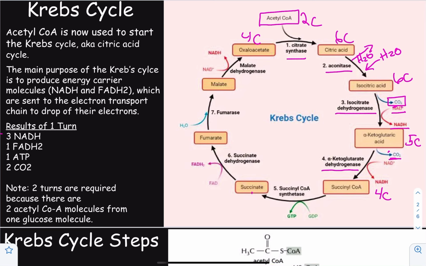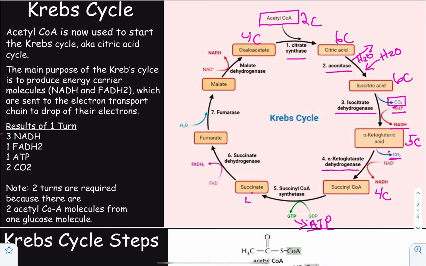And then here, succinyl-CoA gets converted into succinate. In this process, you get GTP, which then gets converted into ATP. The difference between GTP and ATP is the nitrogenous base: guanine triphosphate gets converted into adenine triphosphate. What you need to know is that you produce ATP in step 5.